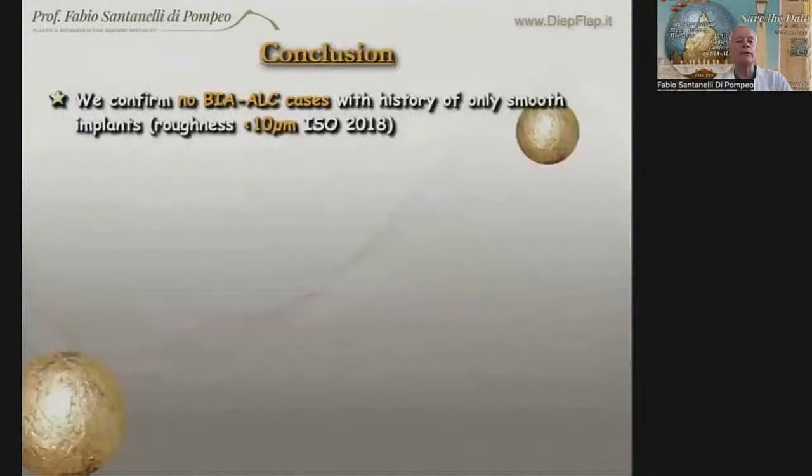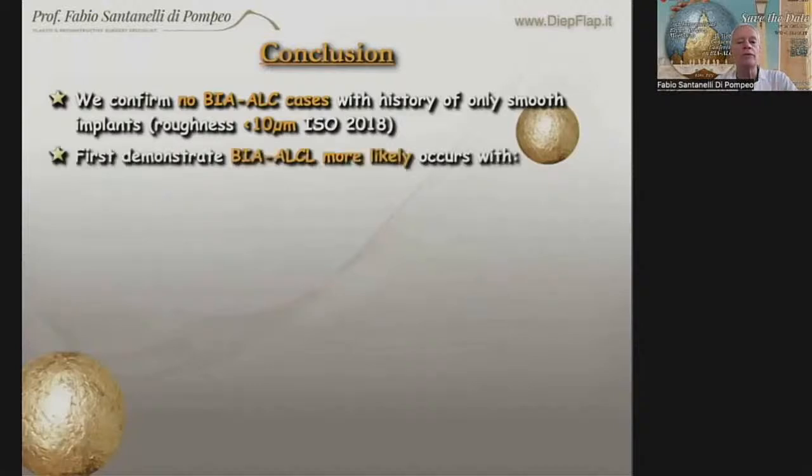we were studying that, and we made a study about it. And soon it will be published, but you will be able to follow what we have presented at our Congress. With our study, which is a second level of evidence study, so with a control group, we can confirm that there are no BIA-ALCL cases in the so-called smooth implants with a texture surface lower than 10 micrometers according to ISO 2018. This is, of course, very important.